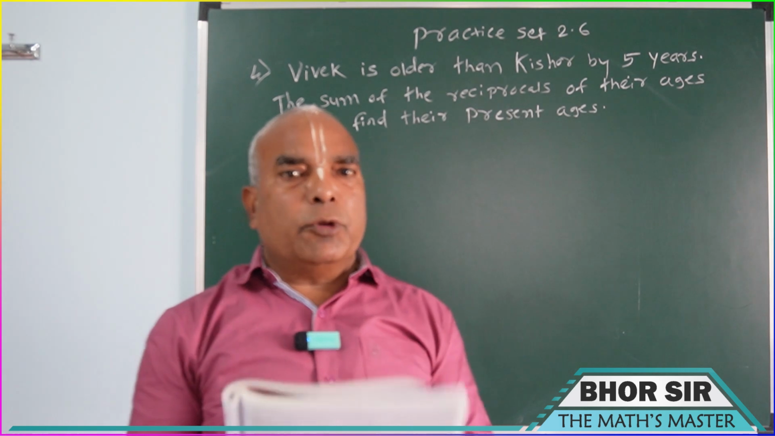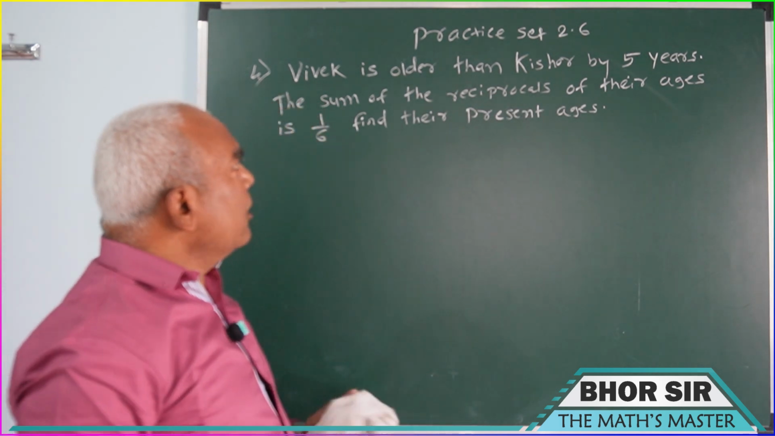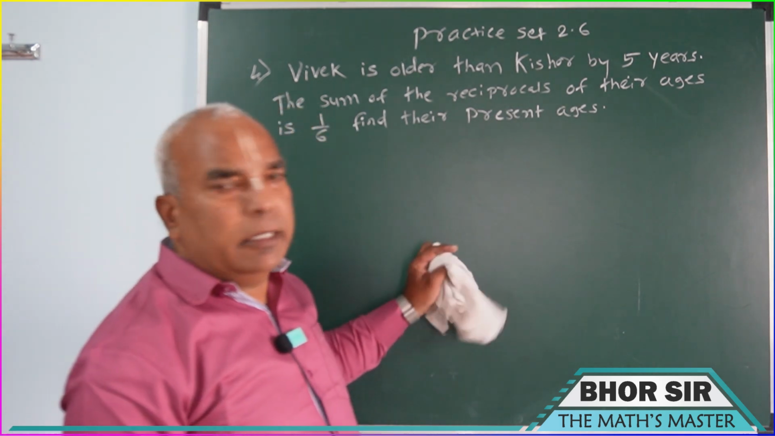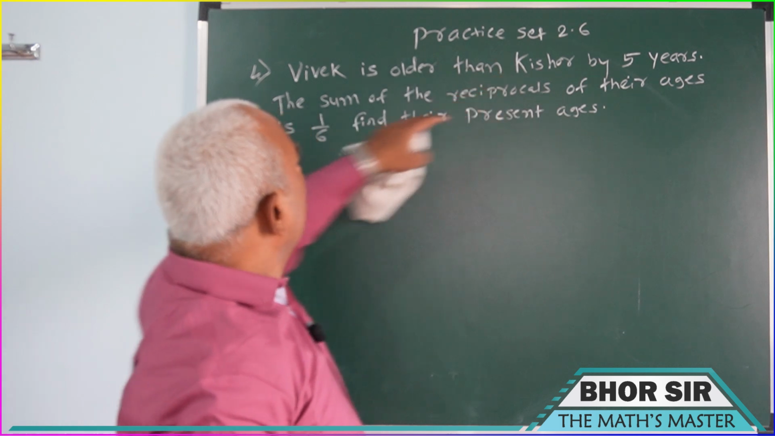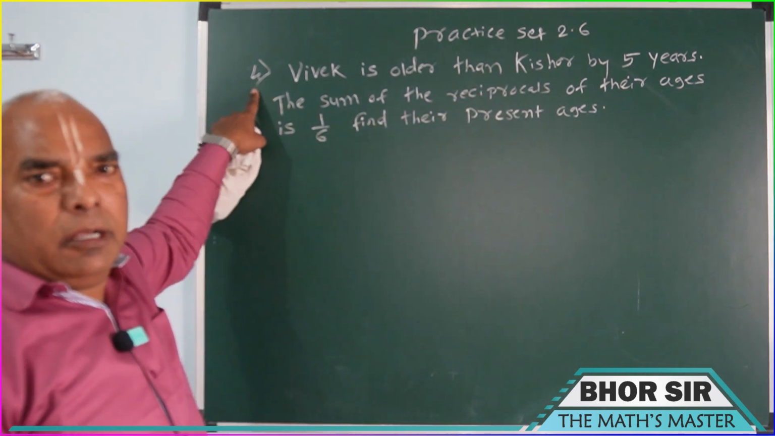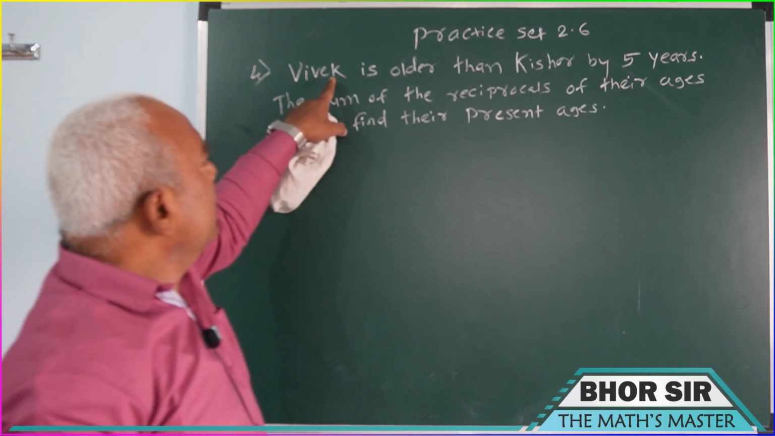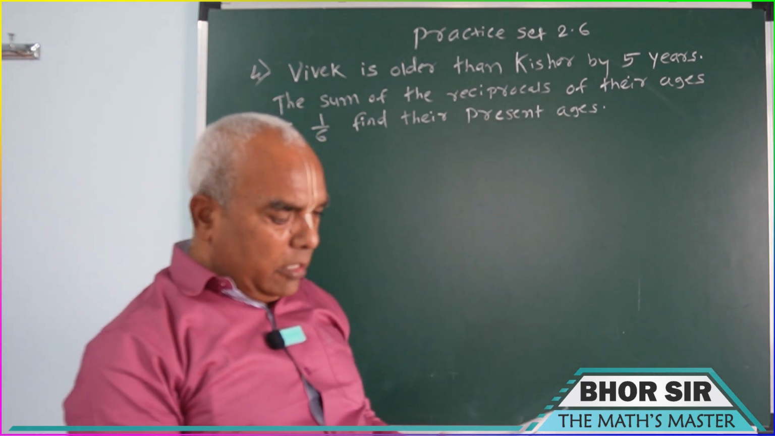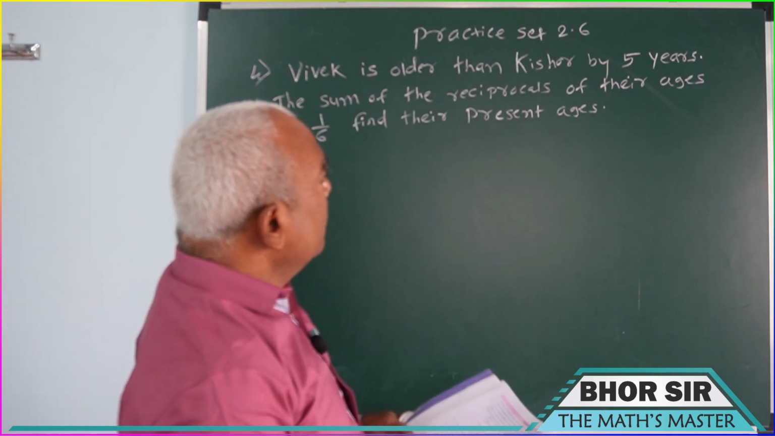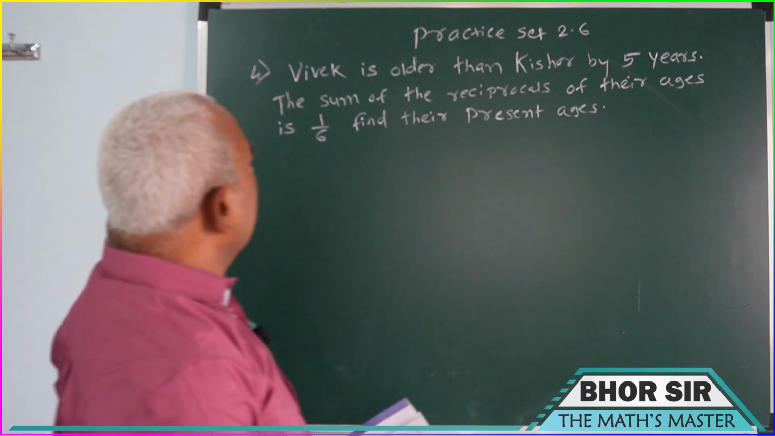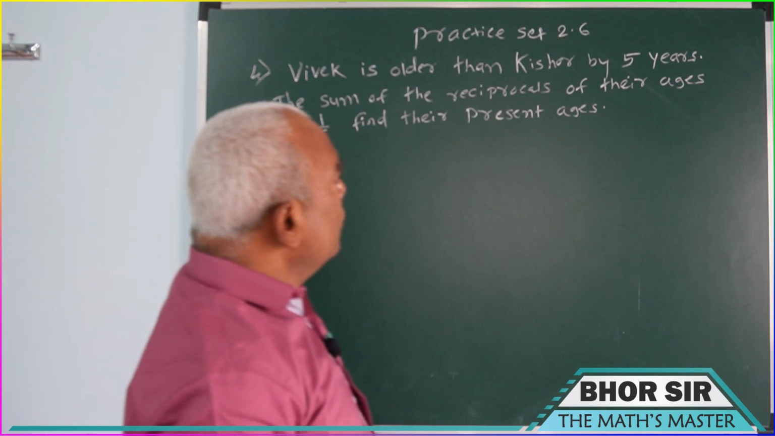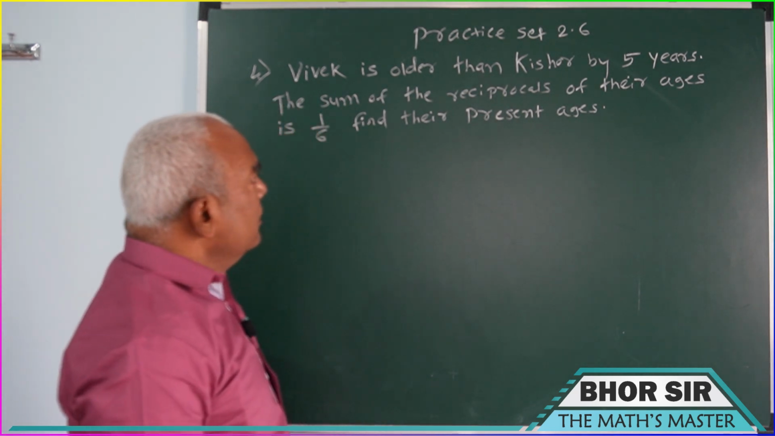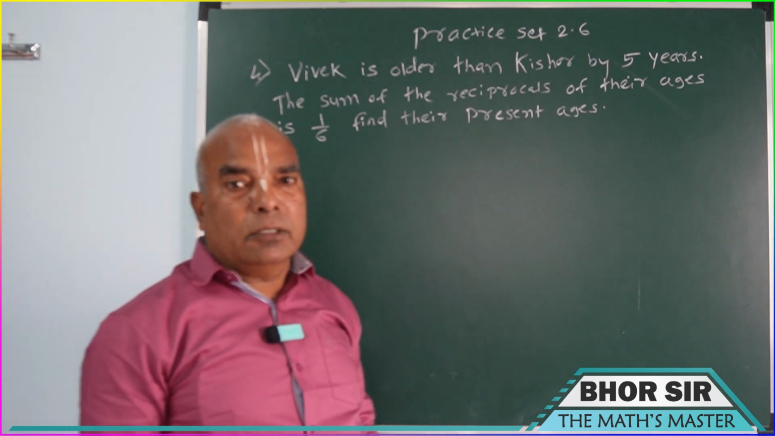Next, the next word problem of quadratic equation is from practice set 2.6, question number 4. What is the question? Vivek is older than Kishore by 5 years. The sum of the reciprocals of their ages is 1 upon 6. Find their present ages.